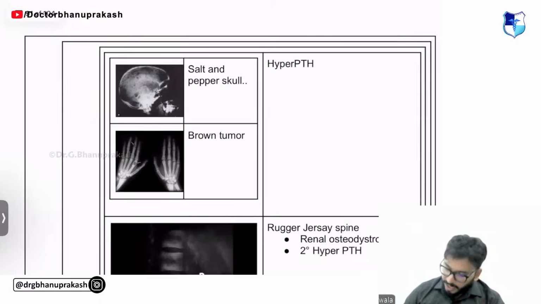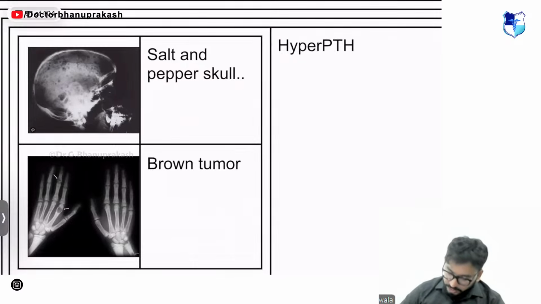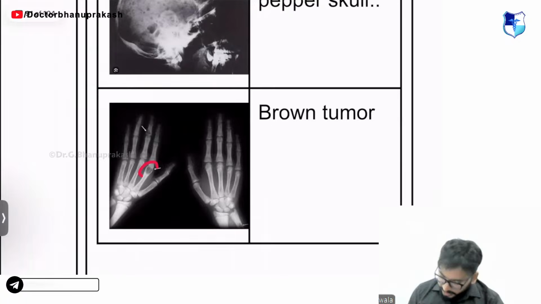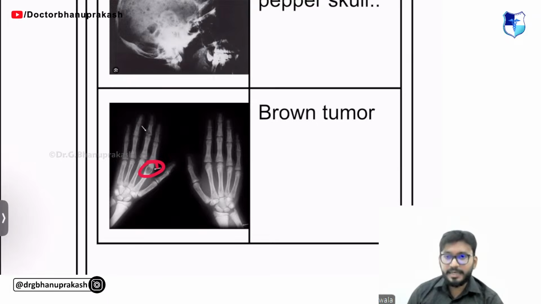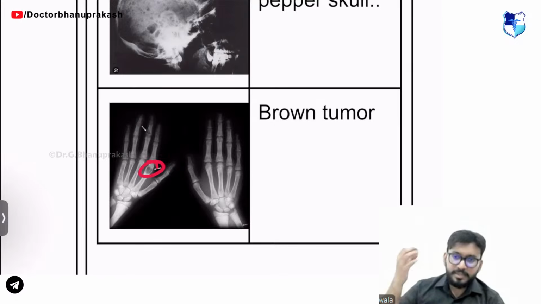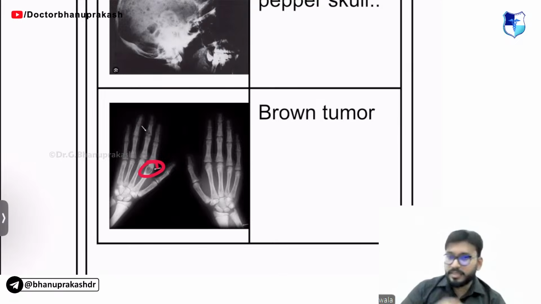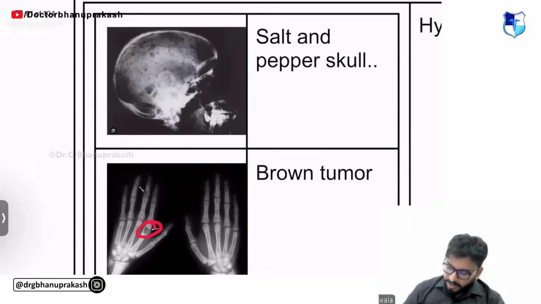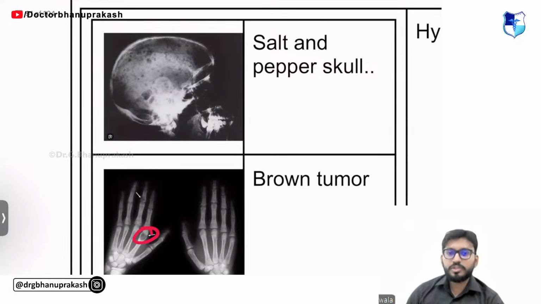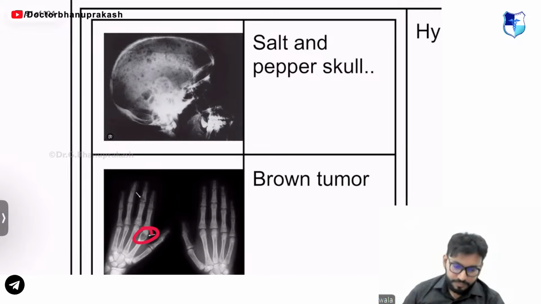Hyperparathyroidism. Can you see the Brown's tumor? Look at this lytic lesion here, guys. Can you see the tumor? It is not actually a tumor. It is just a lytic lesion of hyperparathyroidism. Parathyroid has increased. It takes up calcium. Calcium is gone, and there is nothing else left but lytic lesions, okay? Similarly, in skull, you get the salt and pepper appearance of skull.